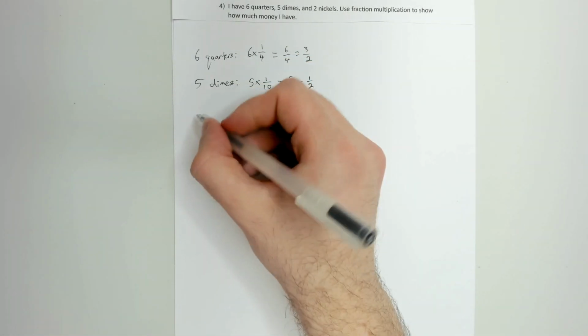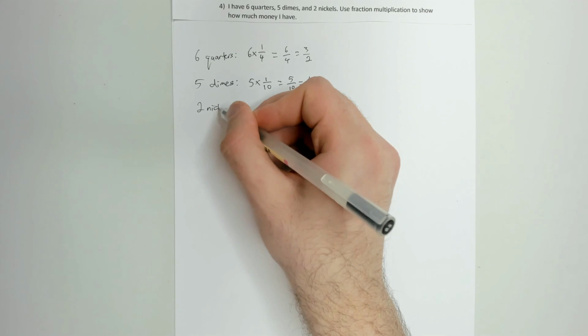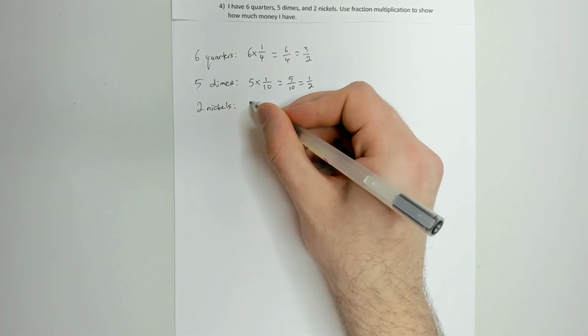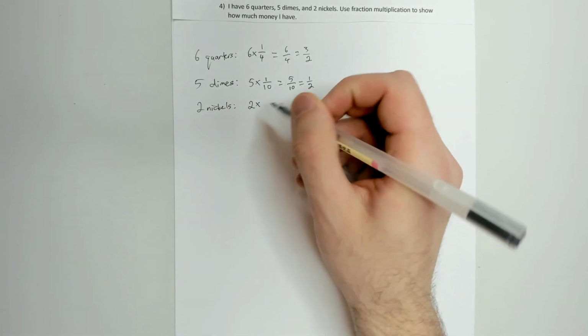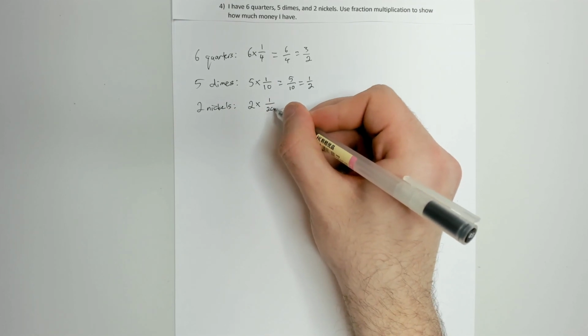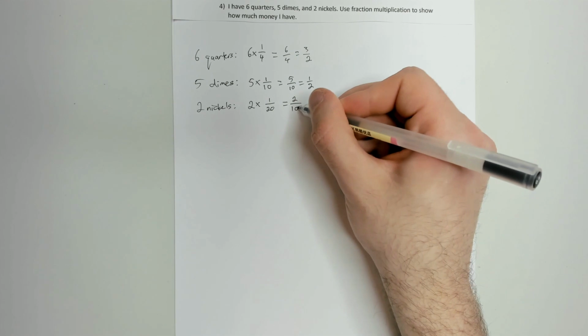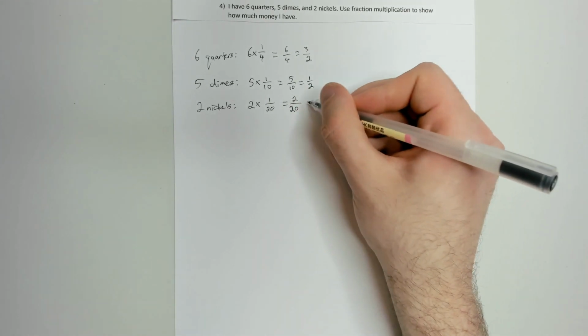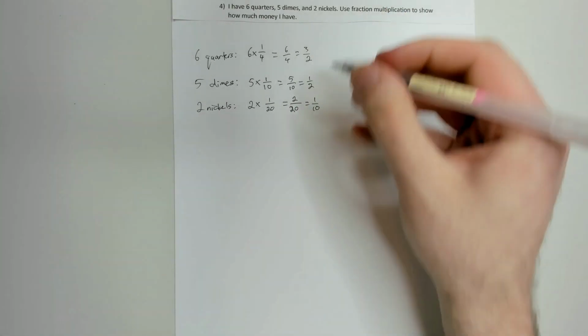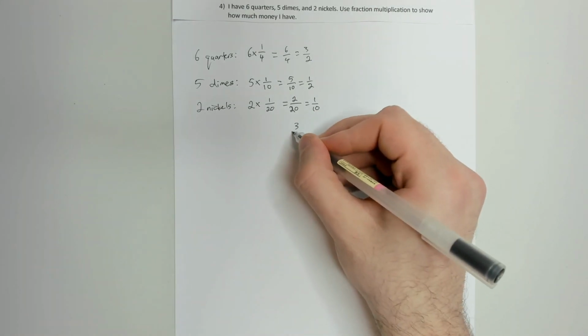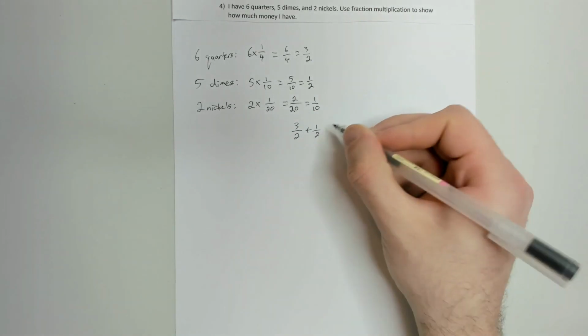All right, and then we're looking at 2 nickels. So once again, this is 2 times whatever the value of a nickel is, which is 1/20th of a dollar, right? There's 20 nickels in $1. So doing 2 times 1/20th, we get 2 over 20. 2 over 20 is 1/10. Okay, so now what we're doing is just adding these up, right? 3 halves plus 1 half plus 1/10.